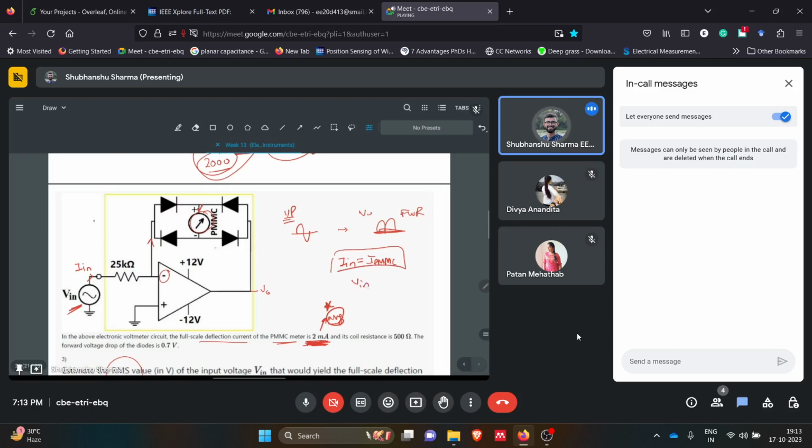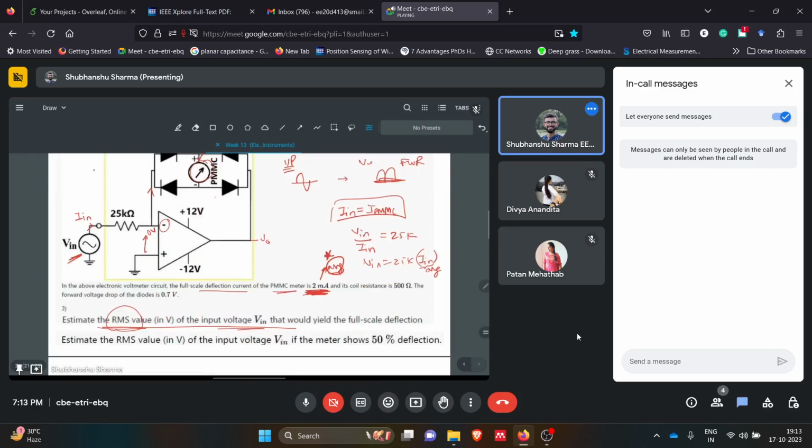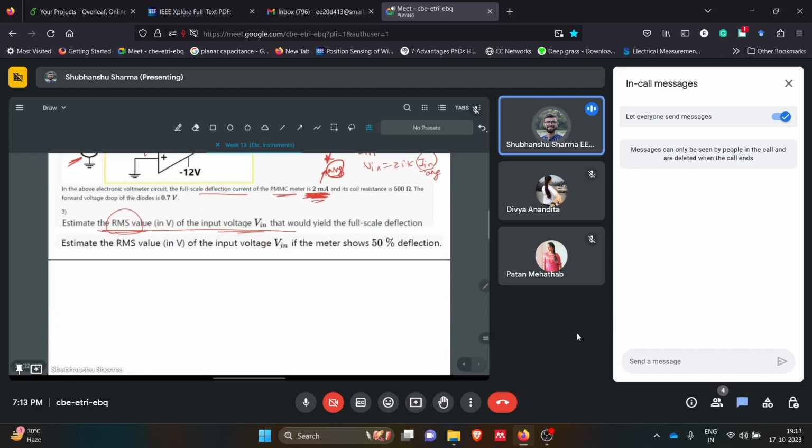Then V in divided by I in will be 25 kilo ohms, because by virtual short this is 0 volts. So V in equals 25 kilo into I in. But this I in is the average value, and we need the RMS. V in RMS will be 25k into I in RMS, because we can only relate RMS, but this 2 milliampere is average.